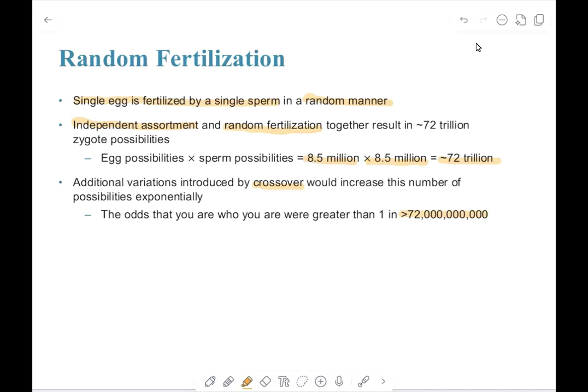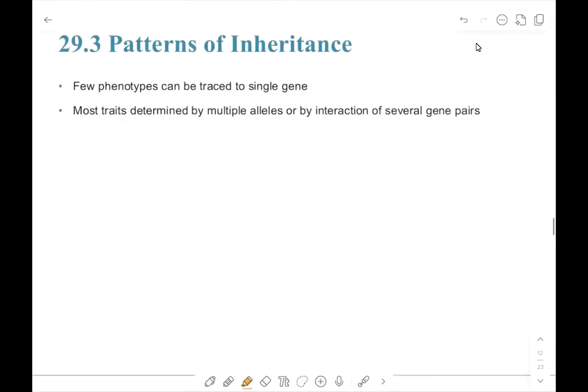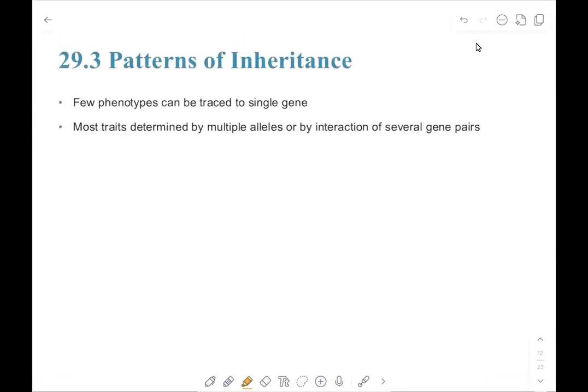fertilization. When we consider the patterns of inheritance, we tend to oversimplify the phenotypes into just one single gene for explanation, but in reality, it's way more complicated than this. There are few phenotypes that are traced to just a single gene. Most traits in reality are determined by multiple alleles or interaction of several gene pairs.